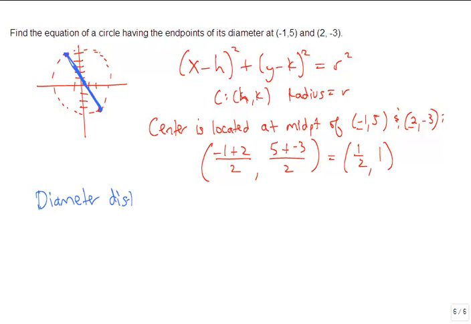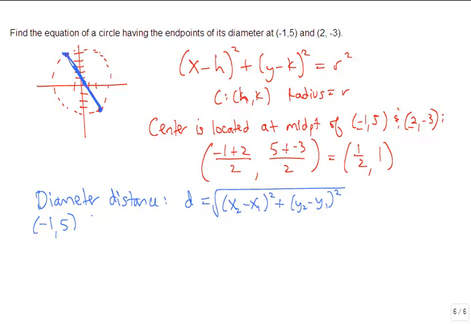So to find the diameter distance, you're going to need to use the distance formula. The distance formula between any 2 points, x1, y1, and x2, y2, is given by this formula. It comes from the Pythagorean theorem. The distance between this point and this point would be the difference in the x's squared plus the difference in the y's squared.